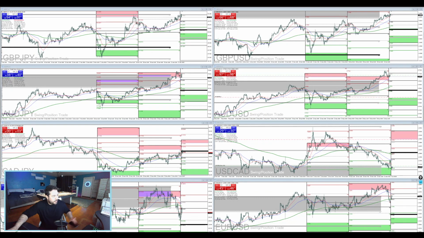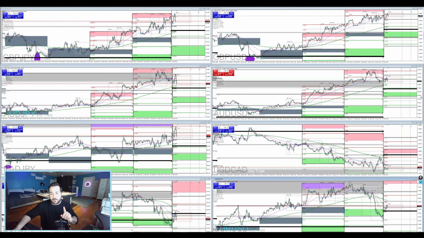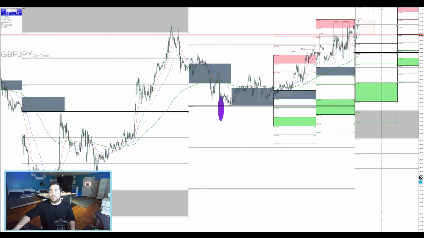Okay, so what I want to do is go ahead and go into my day trading charts. Day trading full pivots. So we're leaving the swing trading charts, which is hourly candles, and now we're going into my day trading charts, which is 15-minute candles. And I'm going to go ahead and mark out the box zones here.